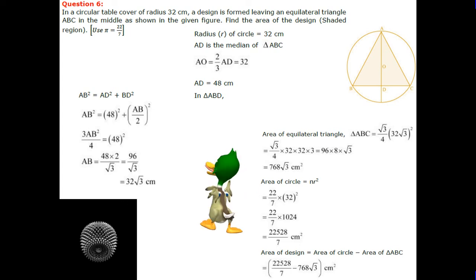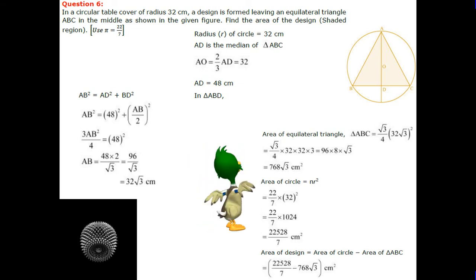Pi is equal to 22/7. Here the radius R is 32 centimeter. AD is a median of triangle ABC. AO is 2/3 of AD, equal to 32, so AD is equal to 48 centimeter. In triangle ABD, AB square plus BD square equals AD square. Substituting the values, we get AB equal to 32 root 3.